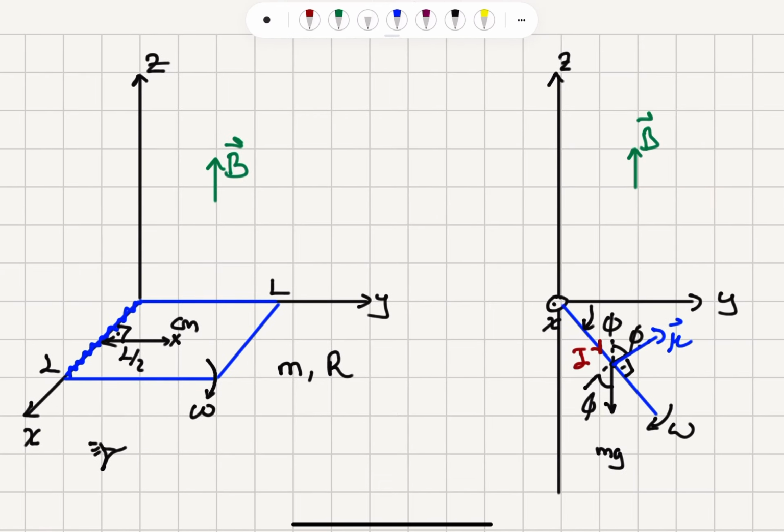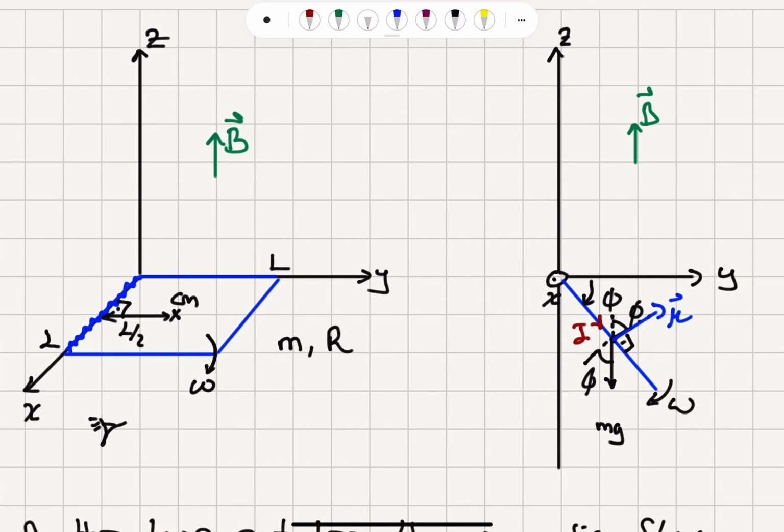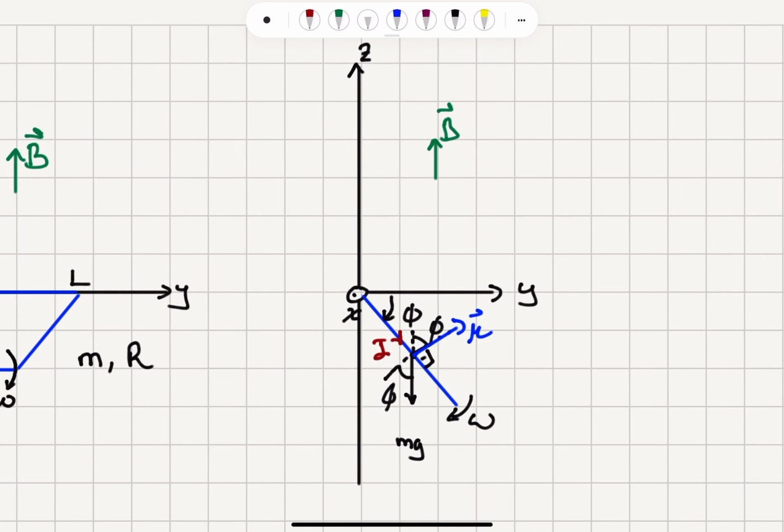So here is our square loop. This side is fixed. It's going to rotate about this pivot, about this axis, and we can look at it from this point of view, so that the x-axis is coming out of the page and the y and z axes are in the page.